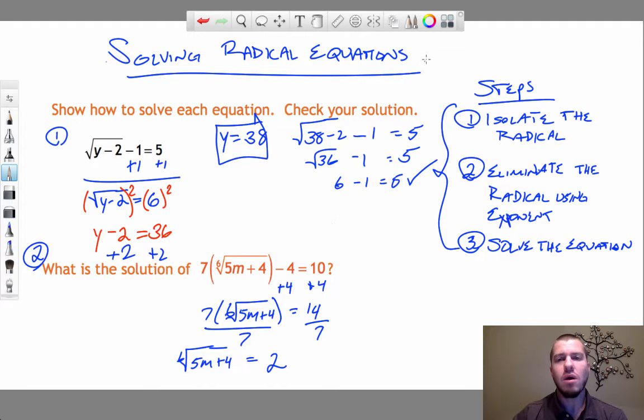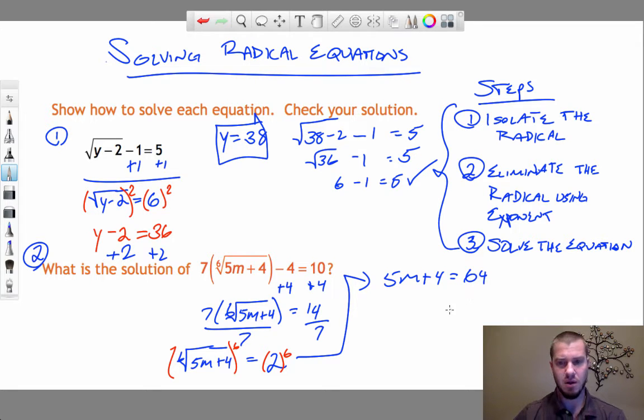And now I have to eliminate the radical using an exponent. Well, because this is the sixth root, what I'm going to do is raise each side to the sixth power. So this sixth root and sixth power cancel each other out. And what I have left is 5m plus 4 is equal to 2 to the sixth, which becomes 64. And now I'm going to go ahead and solve it. Subtract 4. 5m is equal to 60. Divide by 5. And m is equal to 12.